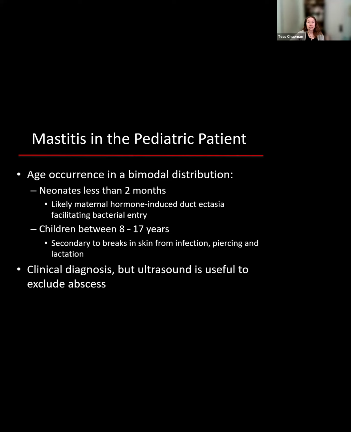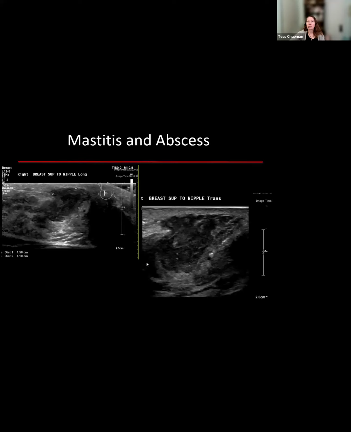It's a clinical diagnosis, so you don't necessarily need ultrasound, but ultrasound can exclude abscess. So here's an example of mastitis and an abscess. We actually have an irregularly marginated hypoechoic heterogeneous lesion with posterior acoustic enhancement. So this tells us that it's fluid. You can see it in real time. It's echogenic, gross pus within the breast tissue.